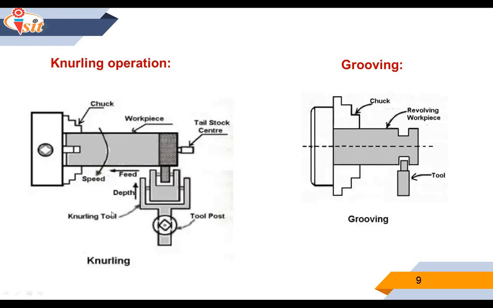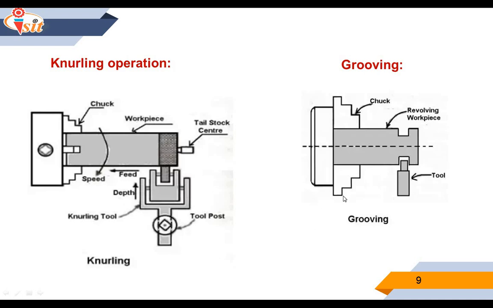So you can see here, this is the knurling tool, and the knurling tool has hardened steel rollers. So the steel roller is attached here, and the knurling tool is mounted in this tool post.